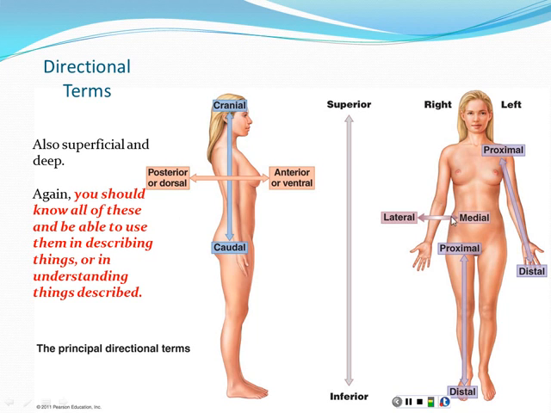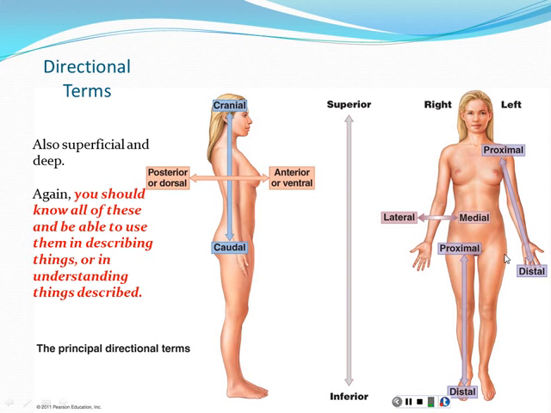Medial and lateral. Medial is towards the midline of the body. Lateral is toward the outside. So in anatomic position, the thumb is lateral to the pinky, right? Because the pinky is medial, it's towards the midline. That means that the thumb is lateral, it's towards the outside. So medial and lateral. And then proximal and distal we use particularly with the limbs.